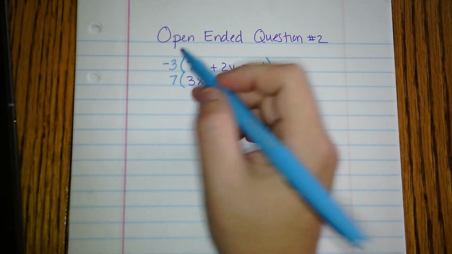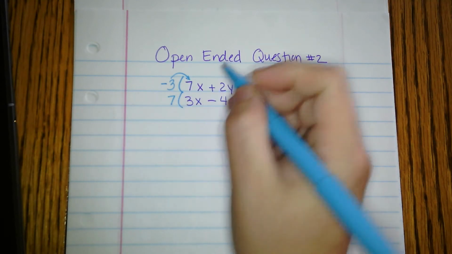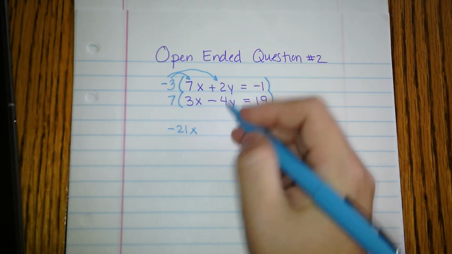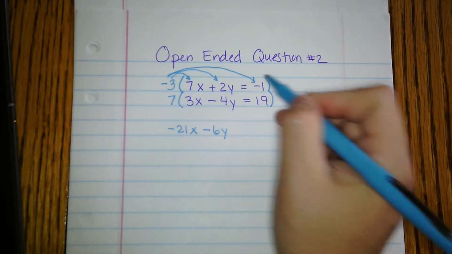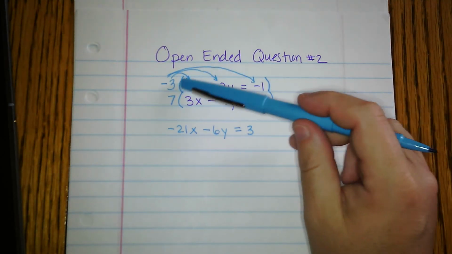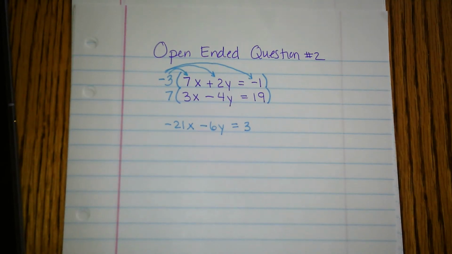So I've got negative 3 times 7x, negative 3 times 2y, and negative 3 times negative 1. Now, this is the spot where most people mess up. They forget to distribute all the way over across the equal sign. So if you did that, you need to address that and then make sure you don't forget that again.